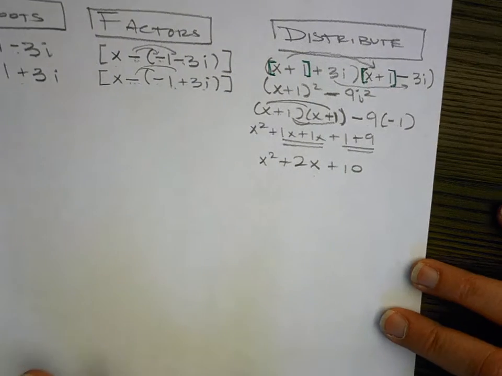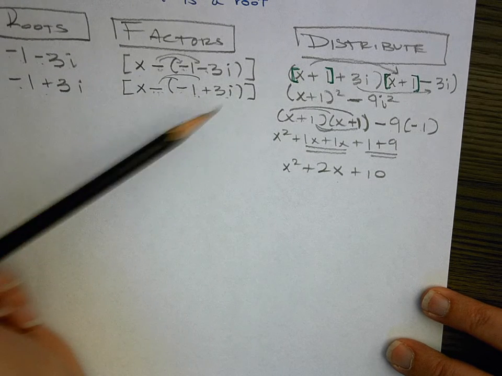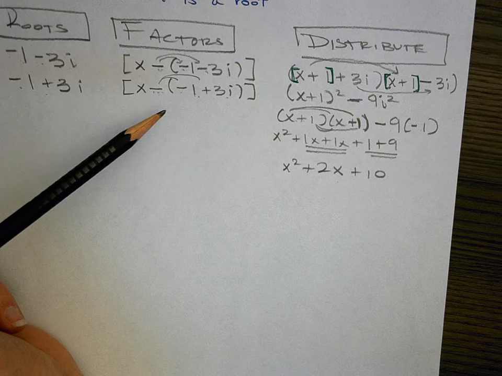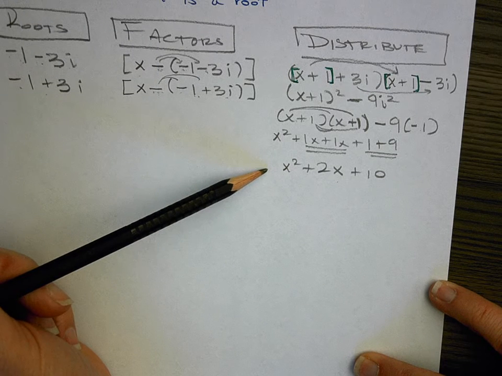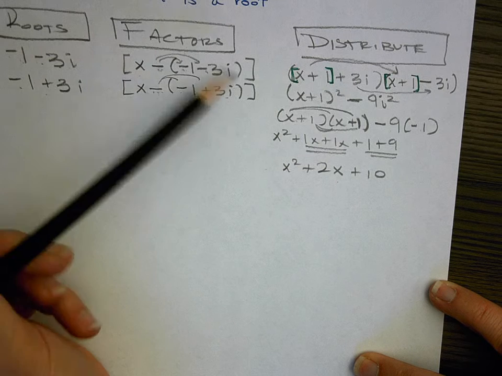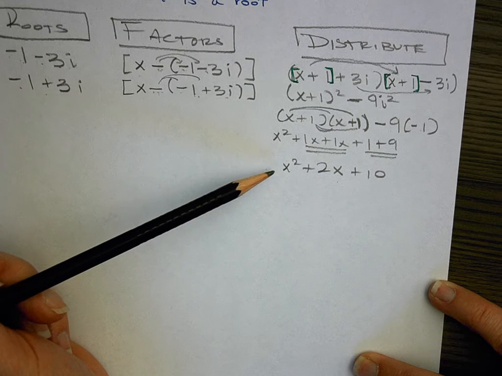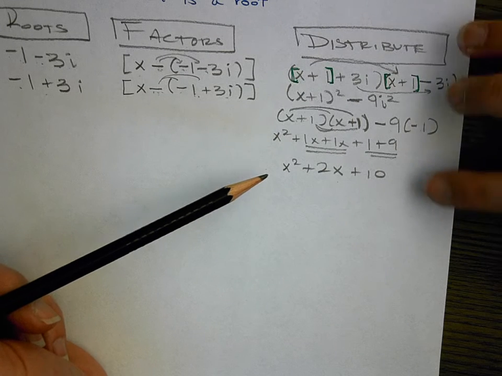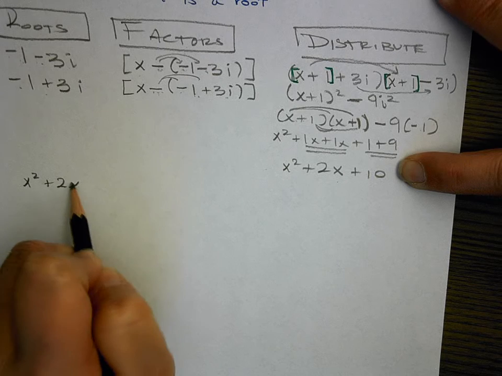So what did I do here again? I turned my factors that have imaginary numbers in them, or complex numbers, and I multiplied them together to create, in this case, a trinomial with all integer coefficients. So I took the imaginary factors and multiplied them to create a trinomial with integer coefficients. So now I want to divide. So I'm going to take this and have that be my divisor.